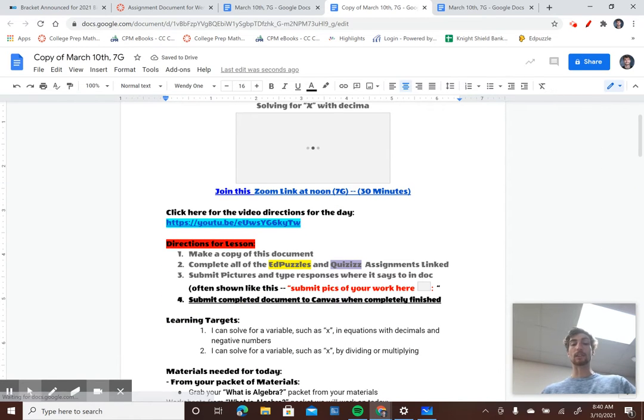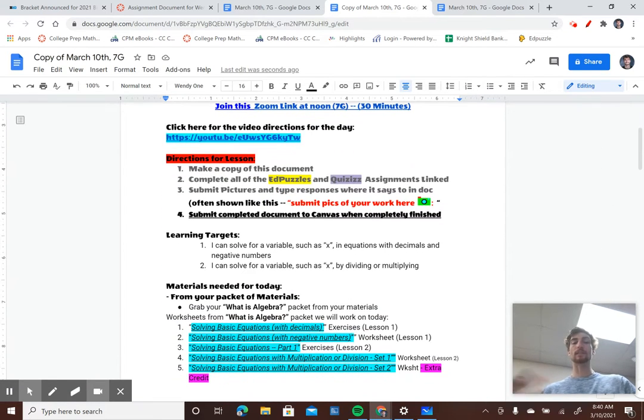And you're going to go ahead and take a look at the learning targets. It says, I can solve for variables such as x in equations with decimals and negative numbers. So it's going to be the same concept as yesterday, except now we have decimals and negative numbers involved. We're also going to solve for variables by dividing or multiplying.